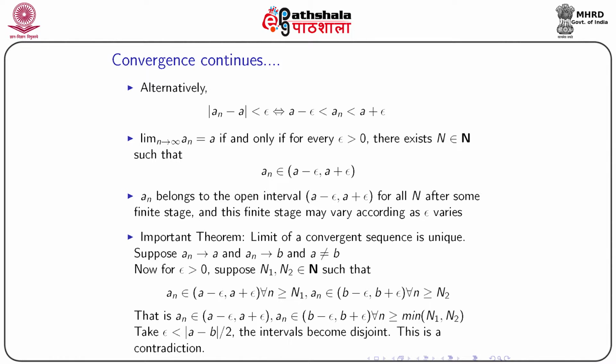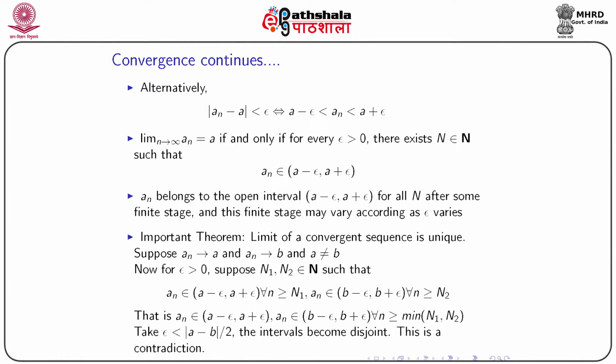Now an belongs to the open interval a minus epsilon to a plus epsilon for all n after some finite stage, and this finite stage may vary as epsilon varies. That's why we are saying that this N depends on the value of epsilon, which is predetermined. Once we define the convergence in this way, now we have a very important theorem that the limit of a convergent sequence is unique. That means we cannot have two different limits for the same sequence.